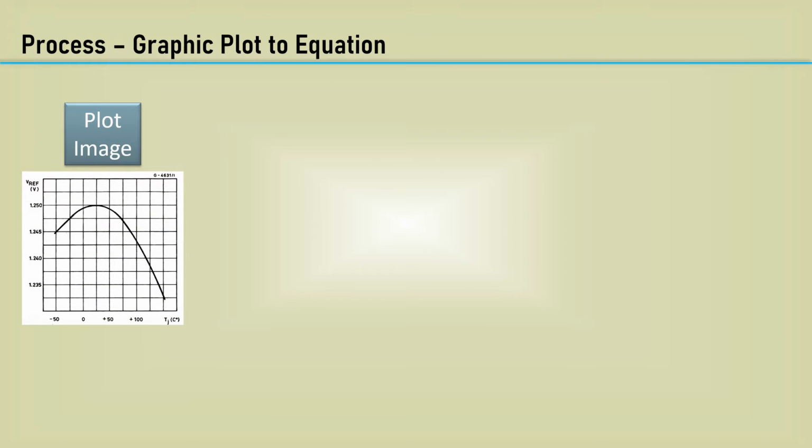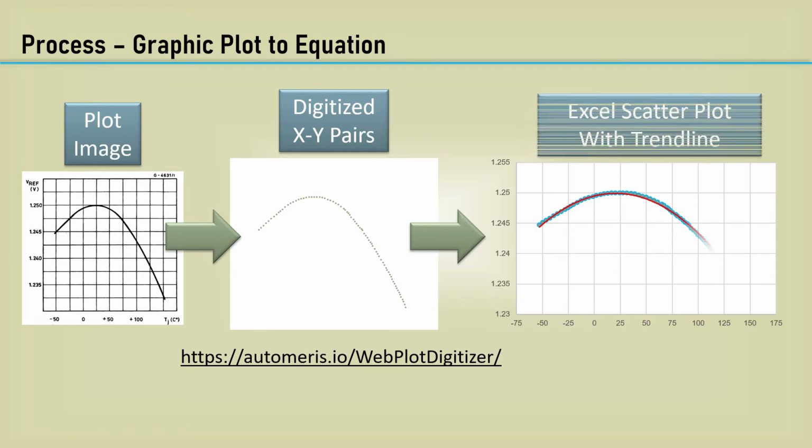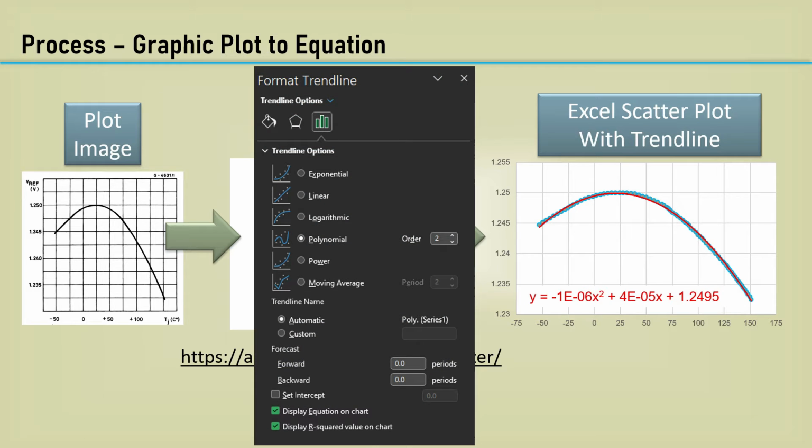I begin with a plot image, then use the AutoMeris plot digitizer to create a set of XY pairs. These XY pairs were pasted into Excel, and a scatter plot was made with a trend line. The trend line was displayed on the chart. The trend line options are shown here. In this case, a second-order polynomial was the appropriate fit.